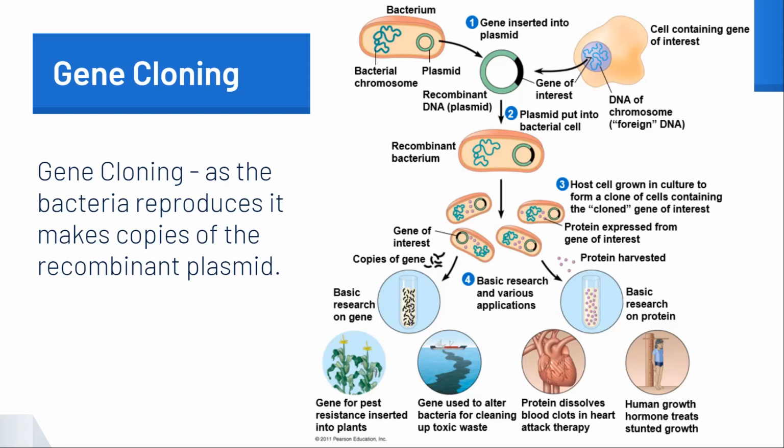Insulin is an example of recombinant DNA technology. If we take the human insulin gene out of a human, put it into a plasmid, put it into a bacteria or a yeast, we can get those organisms to reproduce and make copies of that particular gene for insulin, and then we can get them to produce the insulin that we need.